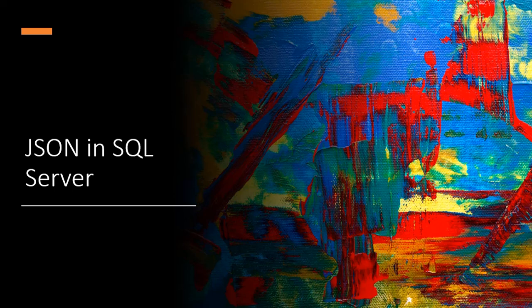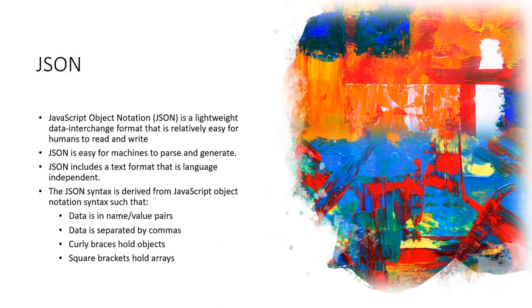This module is going to be about JSON in SQL Server. So what is JSON? It stands for JavaScript Object Notation, and it's a way to exchange data between different applications or websites. It's lightweight. It's easy for machines to parse and to generate. It doesn't really matter if you're on a Mac or a PC or a cell phone, because there's a way to understand and to parse JSON.